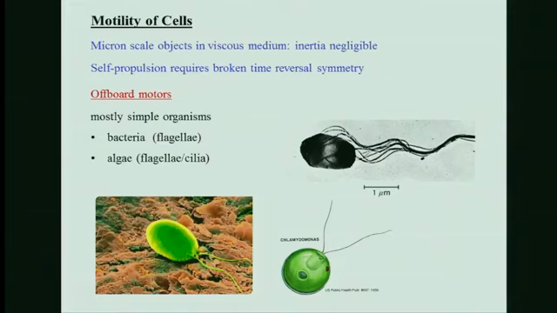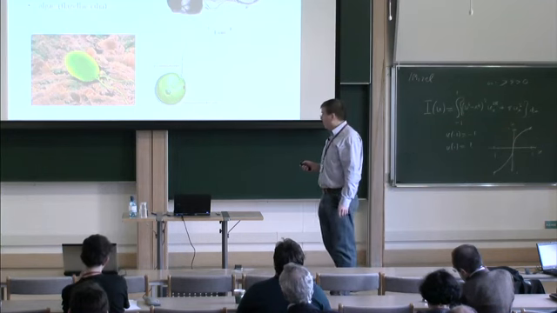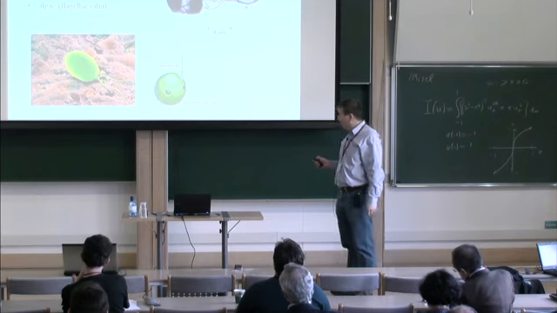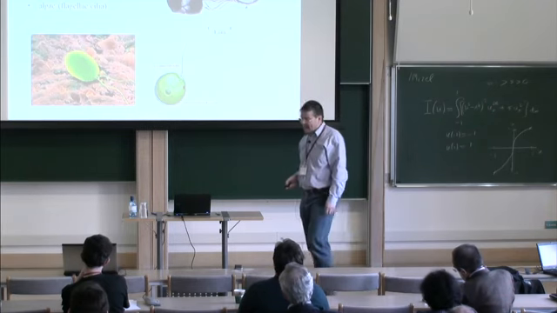So you have objects which are micron sort of size, a bit bigger for cells of higher organisms, in some kind of viscous medium, negligible inertia. So to move, you have to break time reversal symmetry. And the main way this is done by single-celled organisms, such as bacteria, is to have some kind of outboard motor consisting of a propeller, basically, or you can swim by waving these arms around if you're an alga.